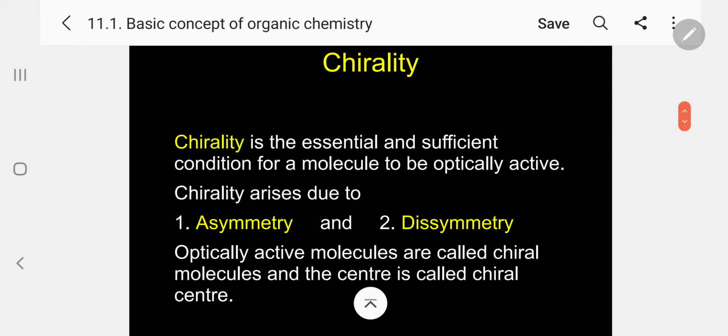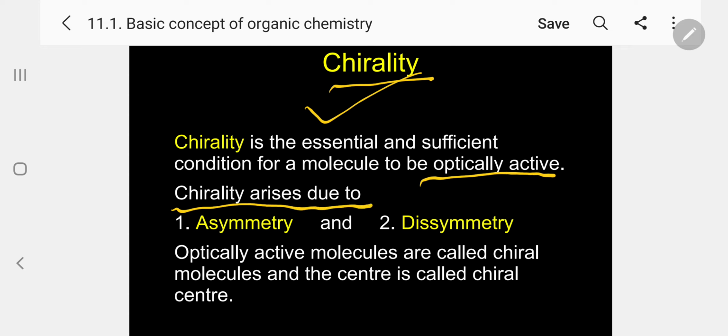Kindly follow. I am introducing a new term, chirality. It is a modern term. What is chirality? It is the essential and sufficient condition for a molecule to be optically active. Chirality arises in two ways: one is due to asymmetry, another is due to dissymmetry. How can I define chirality? Optically active molecules are called chiral molecules and the center is called the chiral center. Please follow, this is the most important. Optically active molecules are called chiral molecules and the center is called the chiral center.